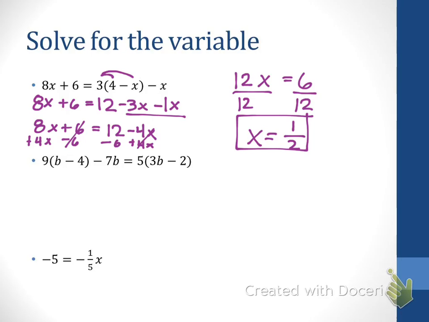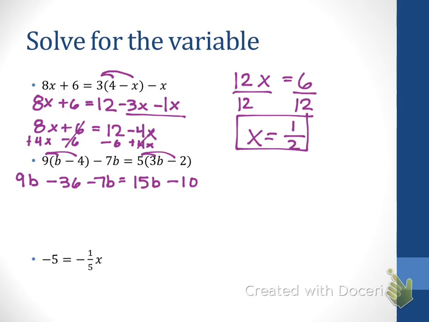All right, next problem. We go a little bit further in difficulty. What do you see that I have to do first? Distributive property. How many places do I have distributive property? 2. Let's go ahead and do both of those. 9 times b is 9b. 9 times negative 4 is negative 36. Minus 7b equals 15b minus 10.